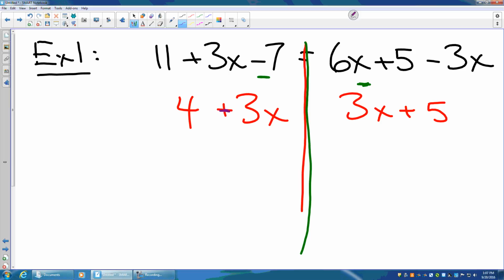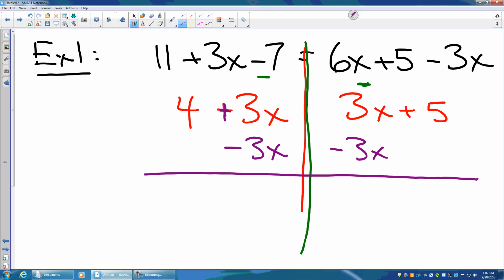So how do I get rid of this plus 3x? I'm going to minus 3x. And if I minus 3x on that side, I'm going to minus 3x on this side. So now that I do that, on the left, I end up having 4 plus nothing, which is 4. And 3x minus 3x, which is 0. On the right side, I have 3x minus 3x again, which again is 0.